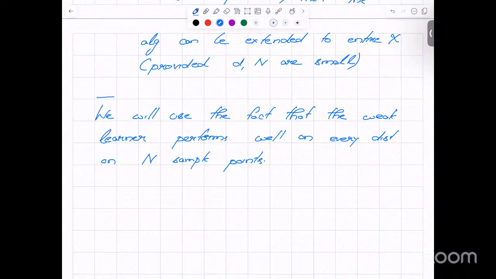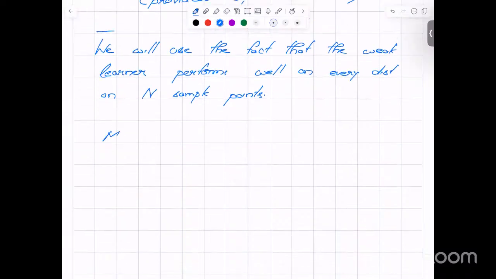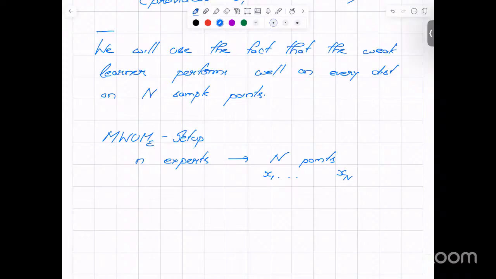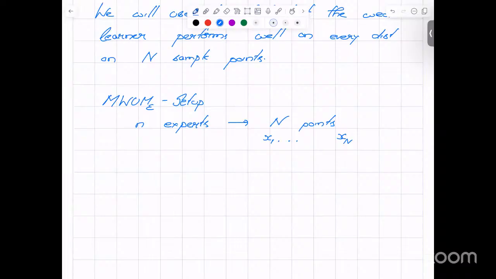So for the setup, what's going to be the MW epsilon setup? The n experts are in fact going to be the n points. Each point is going to be an expert. So x1 to xn is what I'm going to call the experts. Our distribution is going to be some distribution on the n. Initially, we'll start off with the uniform distribution P1, and we'll be changing this over time. So we have to specify this. We have to also specify the cost vector.